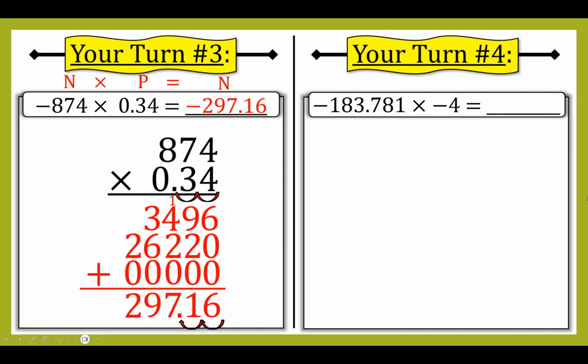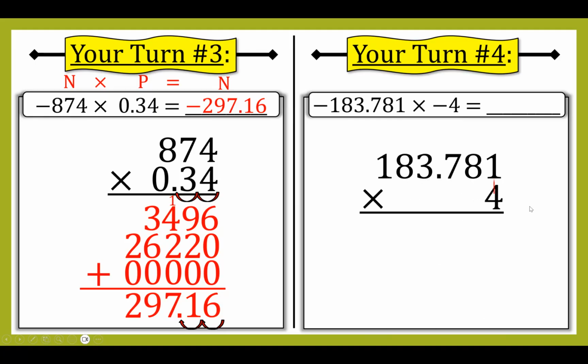All right, let's do one more your turn. So go ahead and pause the video. Okay, so here I have negative 183.781 times negative 4. So I'm going to multiply. So here 4 times 1, that will give me 4. 4 times 8, that is 32. 4 times 7 is 28, plus the 3 will give me 31. 4 times 3 is 12, plus the 3 will give me 15. And then 4 times 8 is 32, plus 1 is 33. 4 times 1 is 4, plus the 3, that will give me 7.